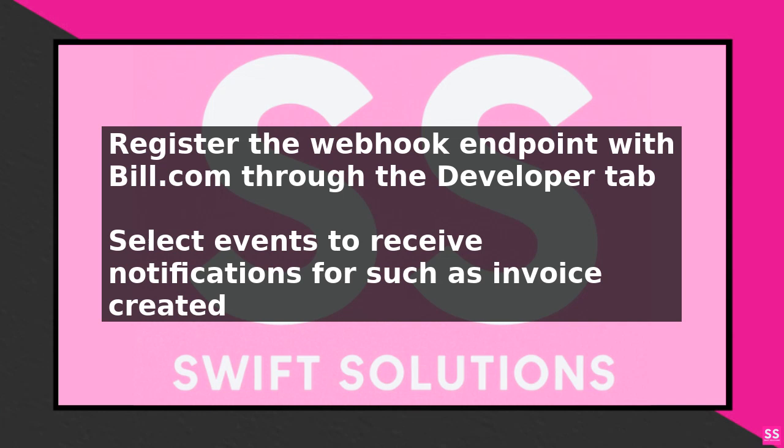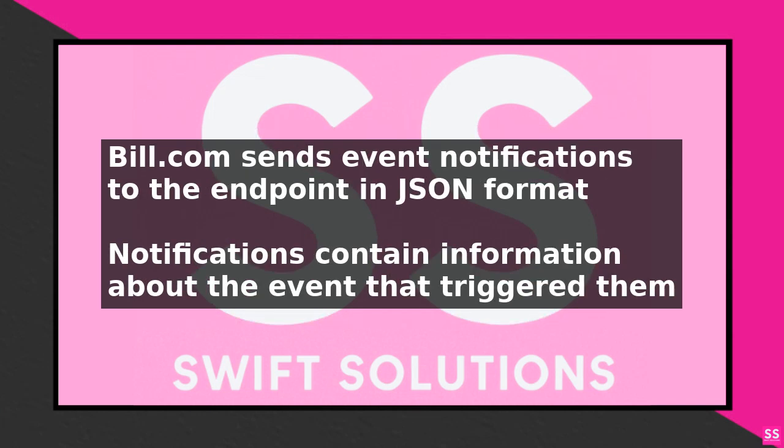These notifications will be in JSON format and will contain information about the event that triggered the notification. You can parse this JSON data and take action accordingly. For example, if you receive a notification that an invoice has been created, you can use the invoice ID to retrieve the invoice details from the Bill.com API and then perform some action, such as sending an email to the customer or updating your accounting records.